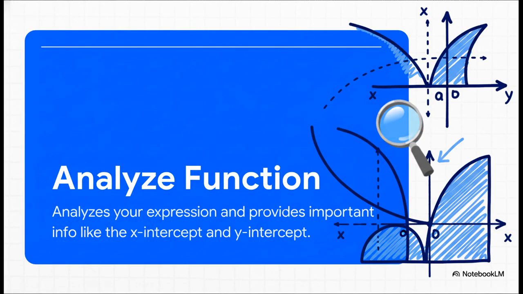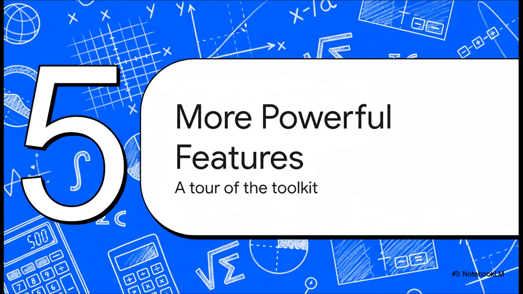Okay, check out this other powerful feature. Right next to your equation, there's a little icon that says Analyze. Think of this button as your personal math expert. You click it, and the calculator instantly breaks down your graph and tells you all the important info, like the exact x and y intercepts. You don't have to go hunting for them yourself. It's brilliant. And believe it or not, we've still only scratched the surface.